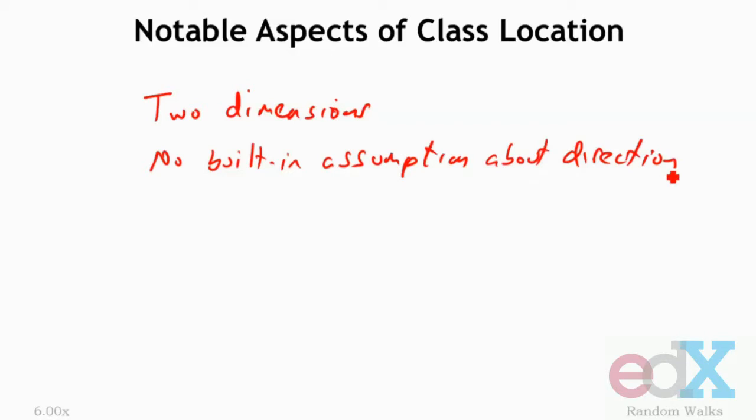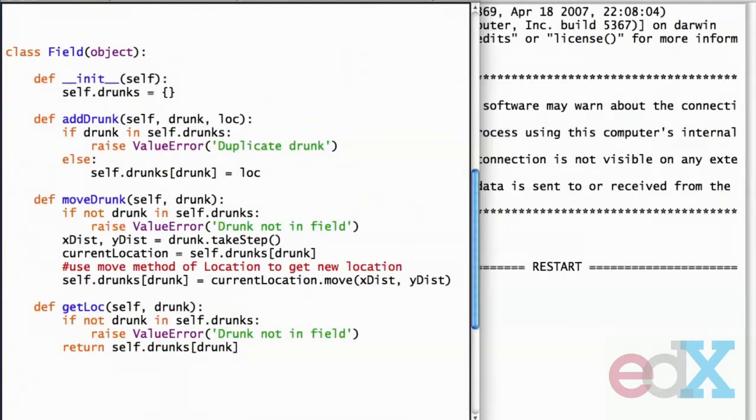That's going to be field. Fields, like locations, are also quite simple. We can initialize them. We can add a drunk to the field. We can move the drunk. This is probably the only really interesting function that we have here in fields, interesting method.